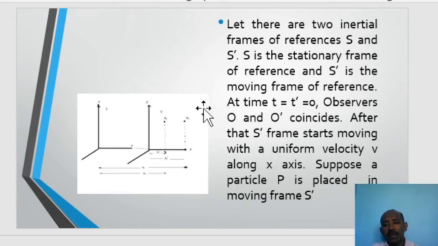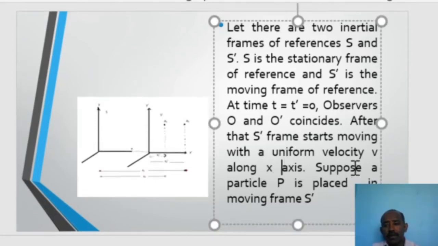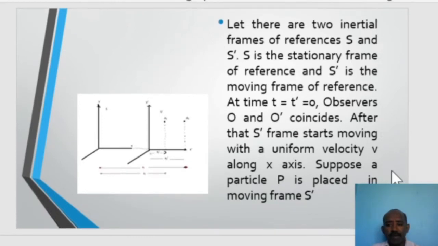Here there are two frames of reference, S and S dash. There are two observers, O and O dash. The observer O is in the S frame, and the observer O dash is in the S dash frame. The S dash frame is moving with a velocity, and the S frame is the stationary frame. At the time t equal to 0, both O and O dash coincide. After that, the S dash frame starts moving with a uniform velocity along the x-axis.